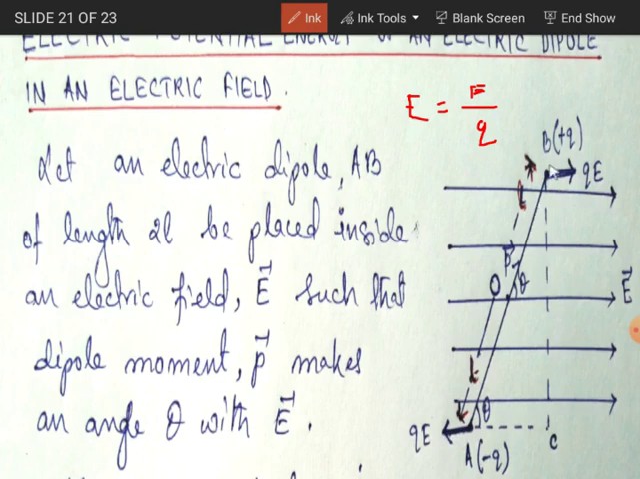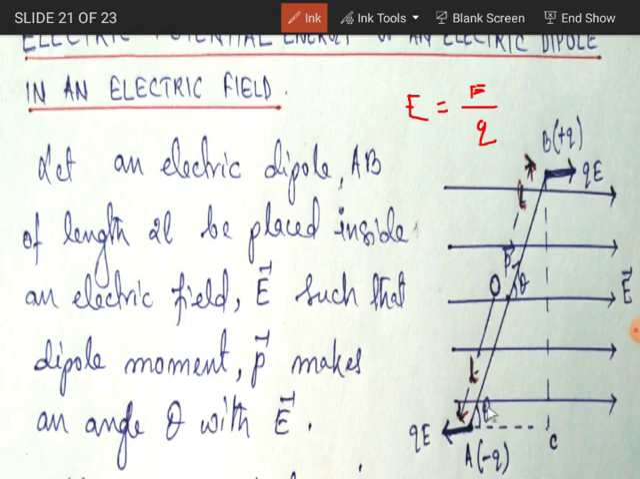Now drop a perpendicular from this point B, and produce a line parallel to the electric field to meet at this point C. Then ABC will be a right triangle, and this angle BAC also has the angle theta.